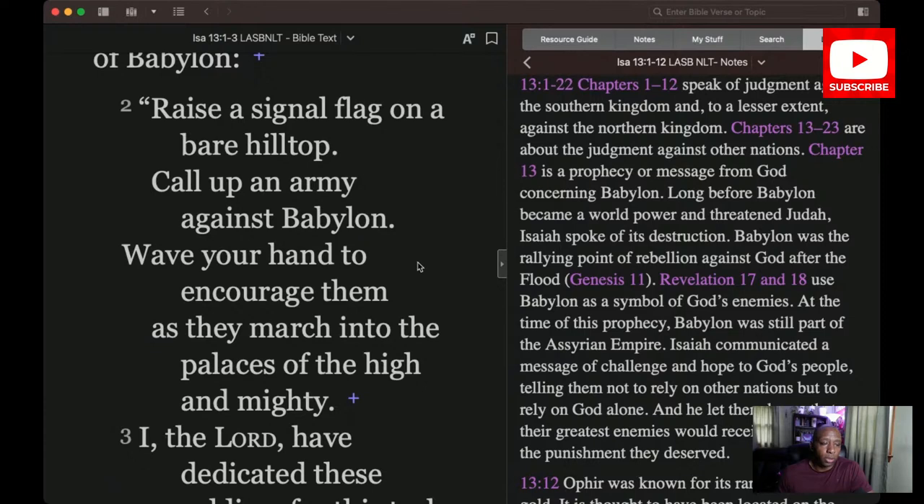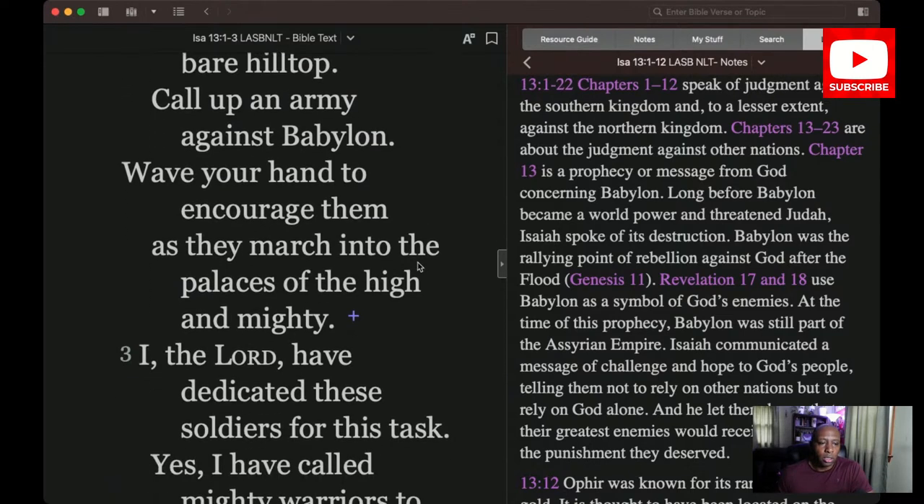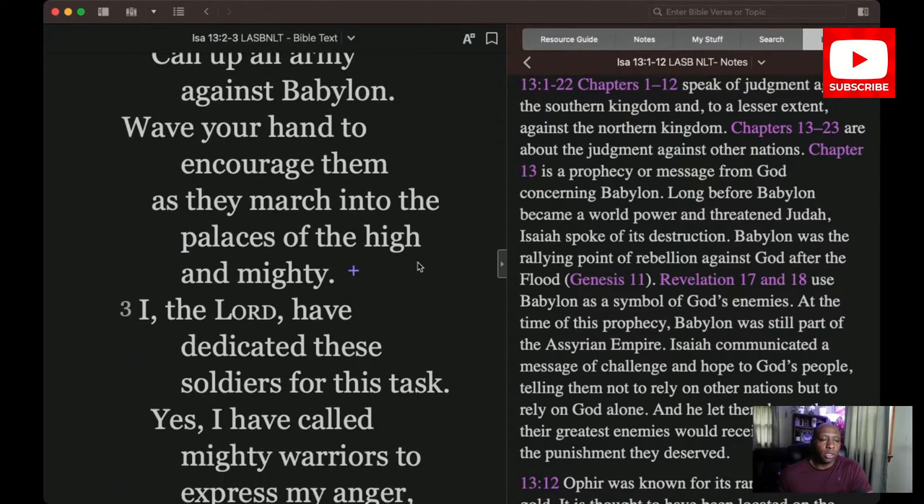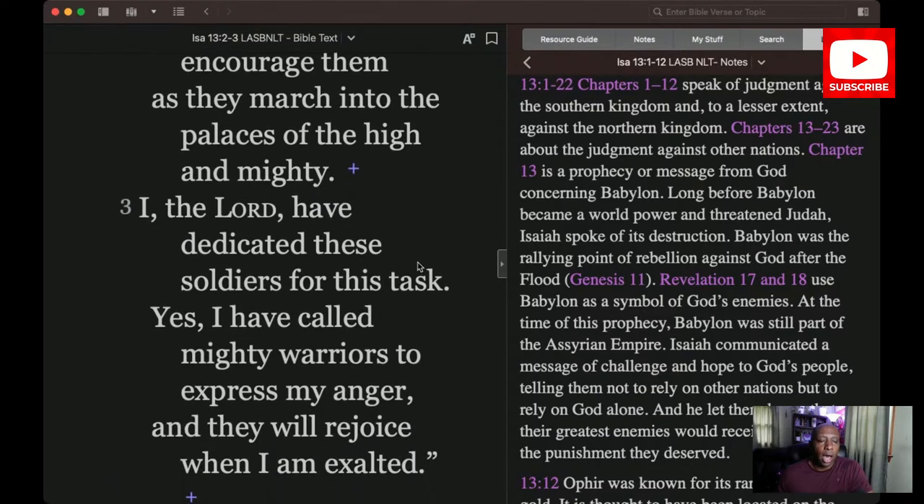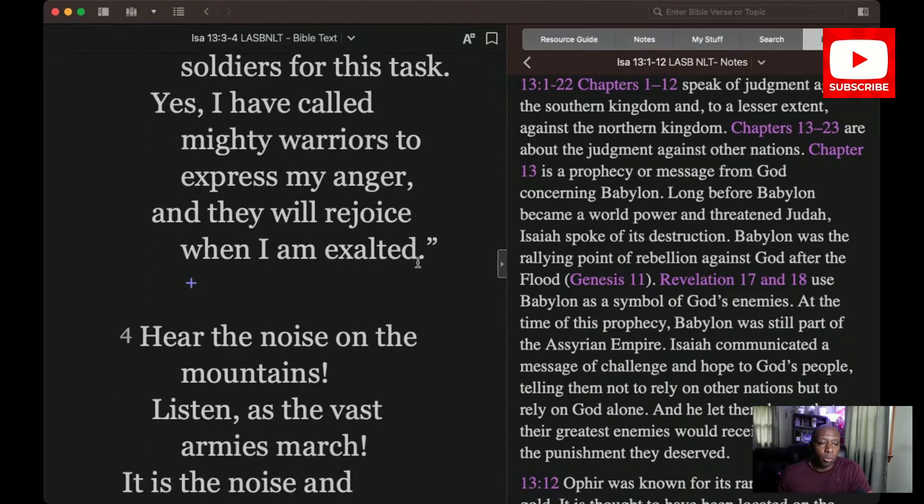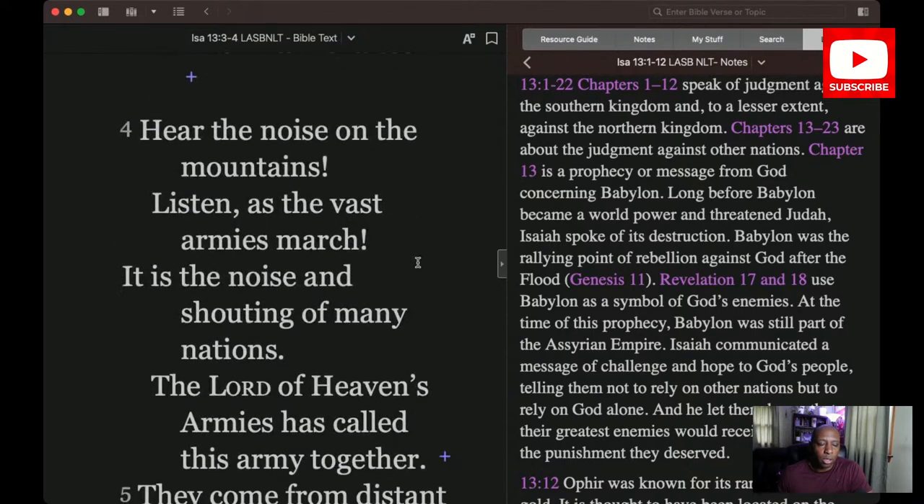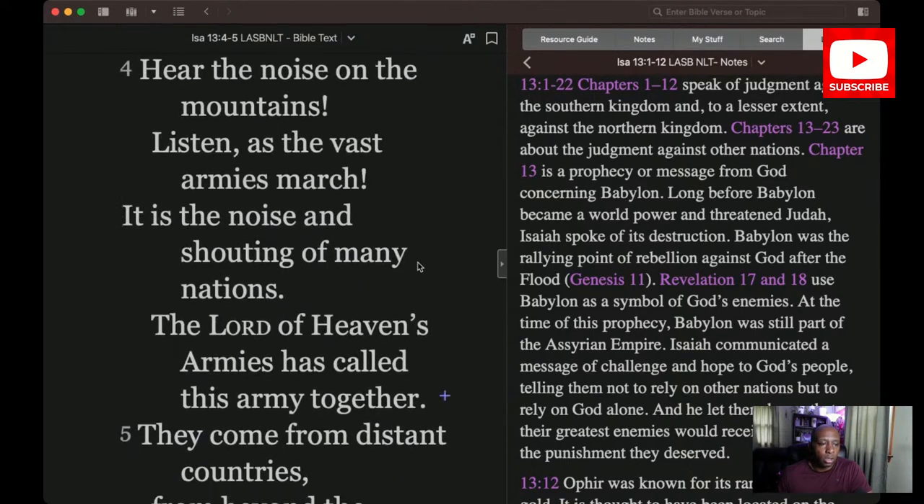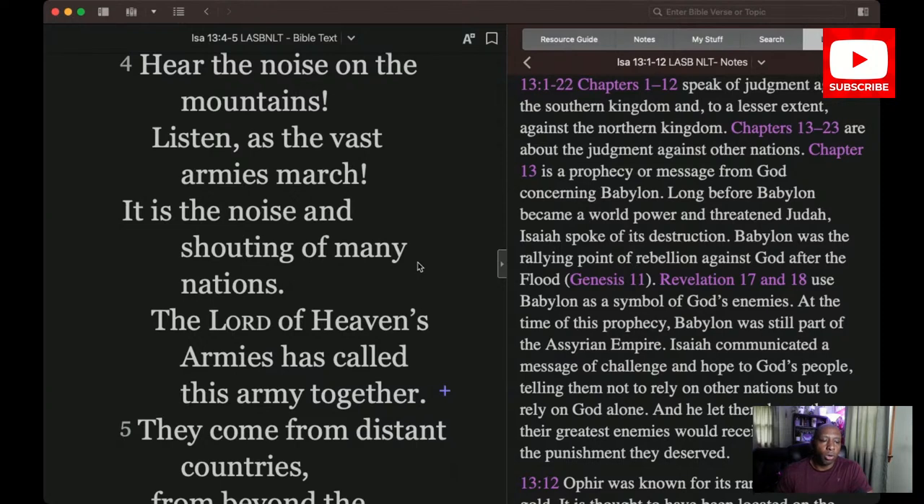Great, great scripture. Raise a signal flag on a bare hilltop. Call up an army against Babylon. Wave your hand to encourage them as they march into the palaces of the high and mighty. I, the Lord, have dedicated these soldiers for this task. Yes, I have called mighty warriors to express my anger, and they will rejoice when I am exalted.